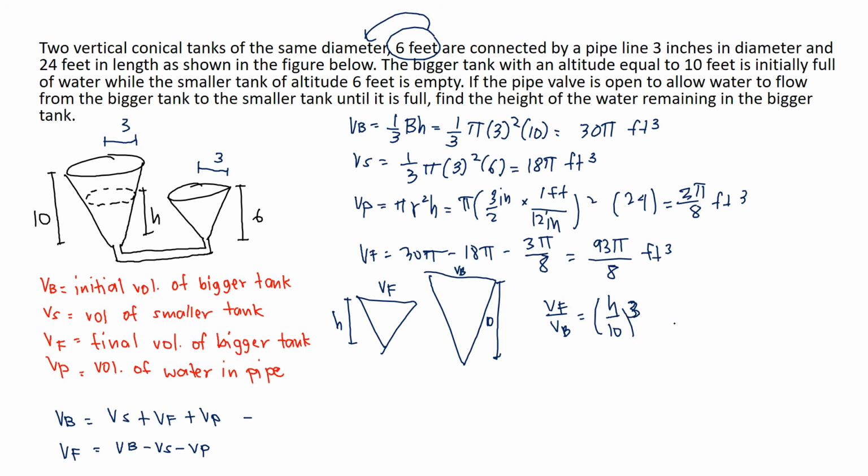So, solve for the volume. VF is already solved: 93 pi over 8. VB is 30 pi. H cube over 10 cube. You can solve for H now. Let me solve for H, class, to get the answer. The answer is 7.29 feet. That is your answer.